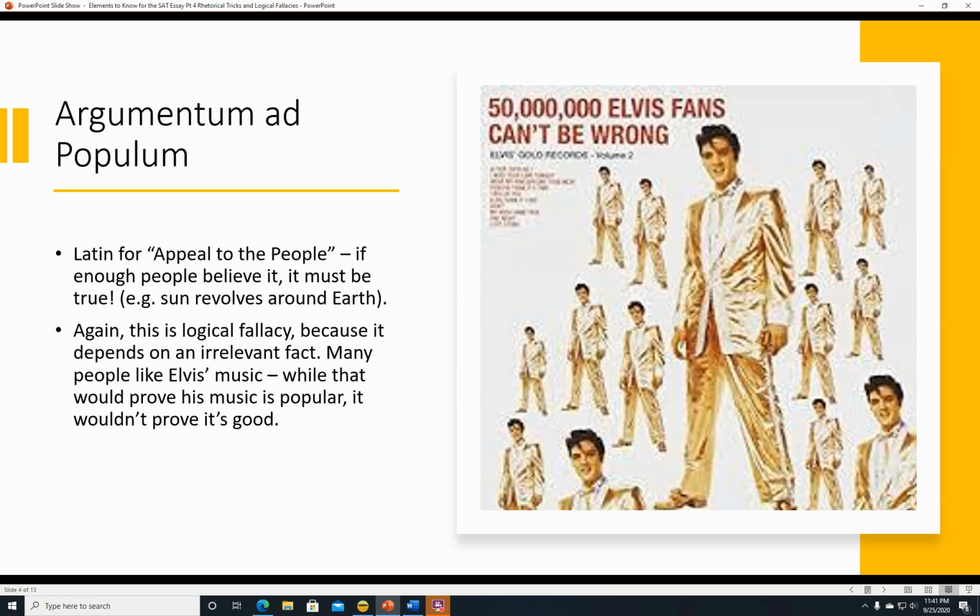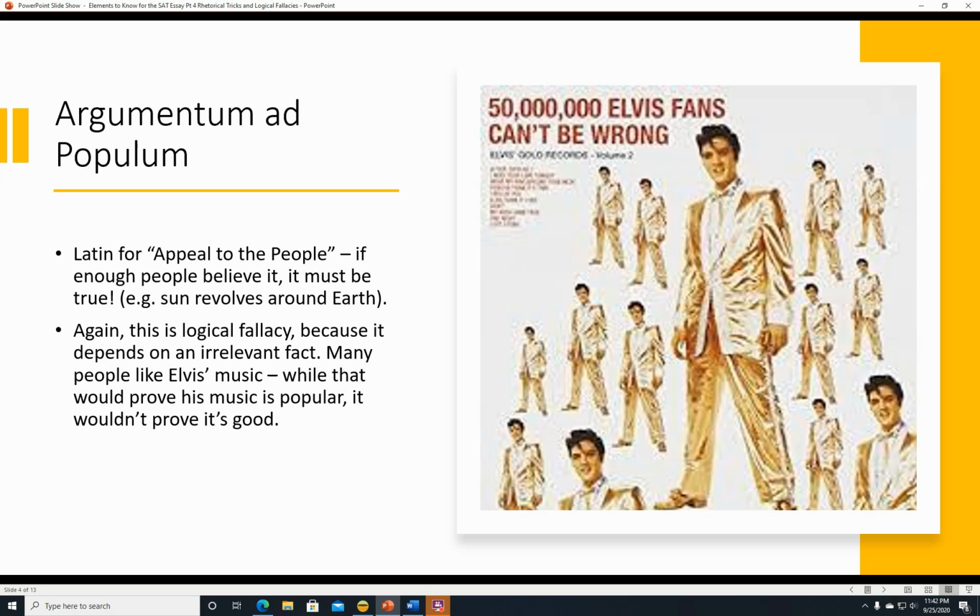Argumentum ad populum, as you might guess, sounds like popular. It's literally an appeal to the people, so if enough people believe it, it must be true. Well, the problem with that is, at one point, everybody believed the sun revolved around the earth. When people realized, no, the sun is actually the center of the solar system, not the earth, people didn't believe that. There were only a few scientists, a few astronomers who really said, oh no, that can't possibly be right.